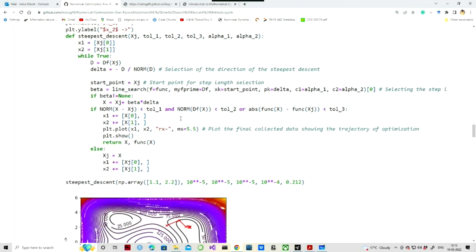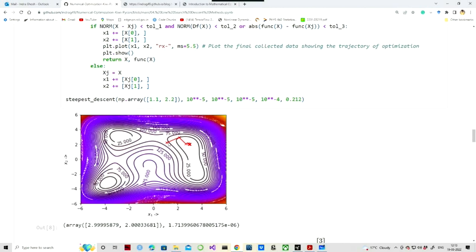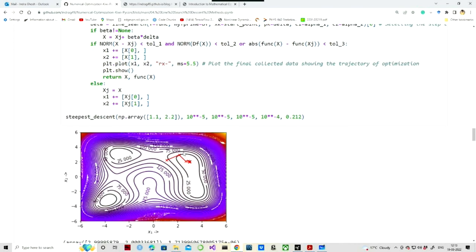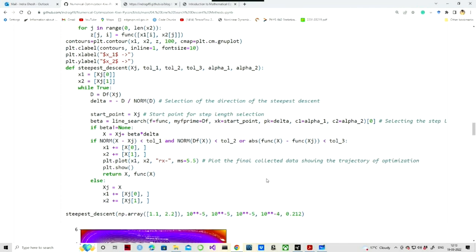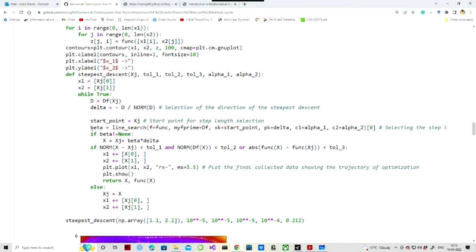So this is the initial point that I started with. And if I run this cell, you'll see that it gives the zigzag path of how you end up with the minimizer, the local minimizer. And here you see, at this point we calculate the value of beta, which gives the length of the direction.